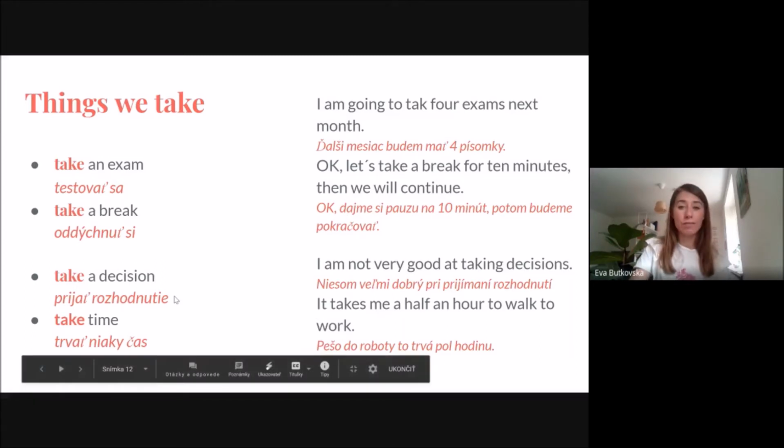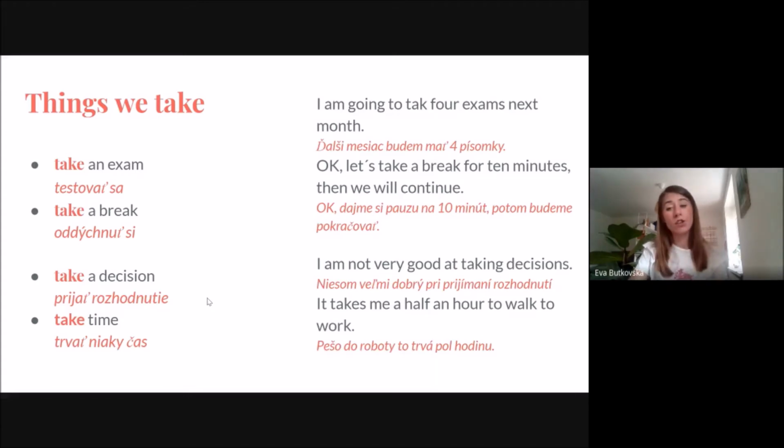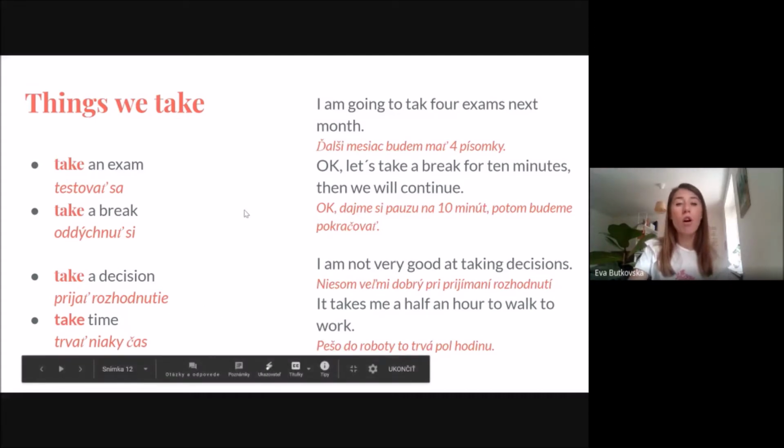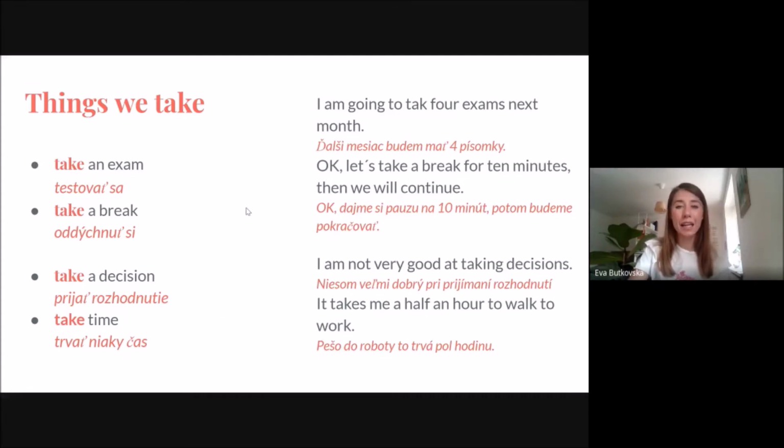Take a decision. I'm not very good at taking decisions. We will talk more about the difference between make a decision and take a decision on the next slide. And I want you to focus on a phrase, take time. You hear this phrase a lot in spoken language. And what does it really mean? It's taking some time to do something.